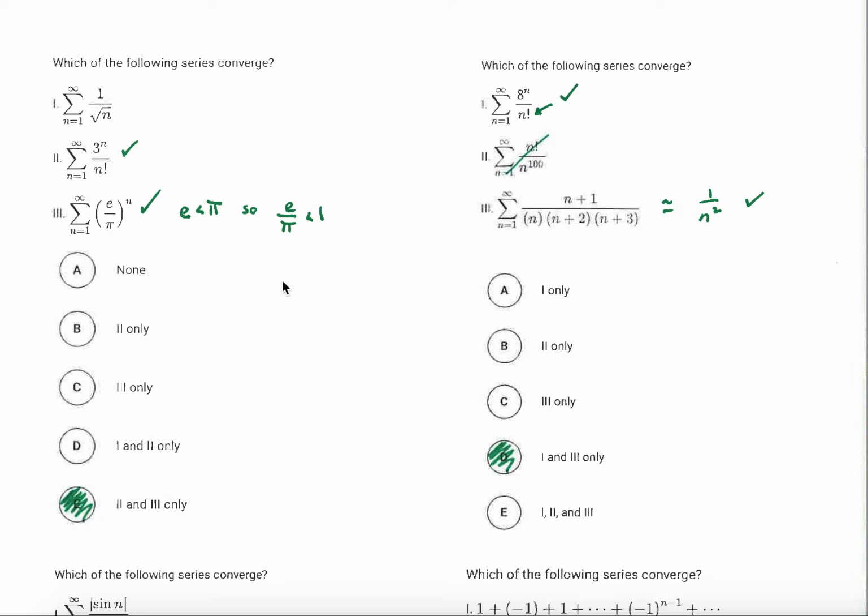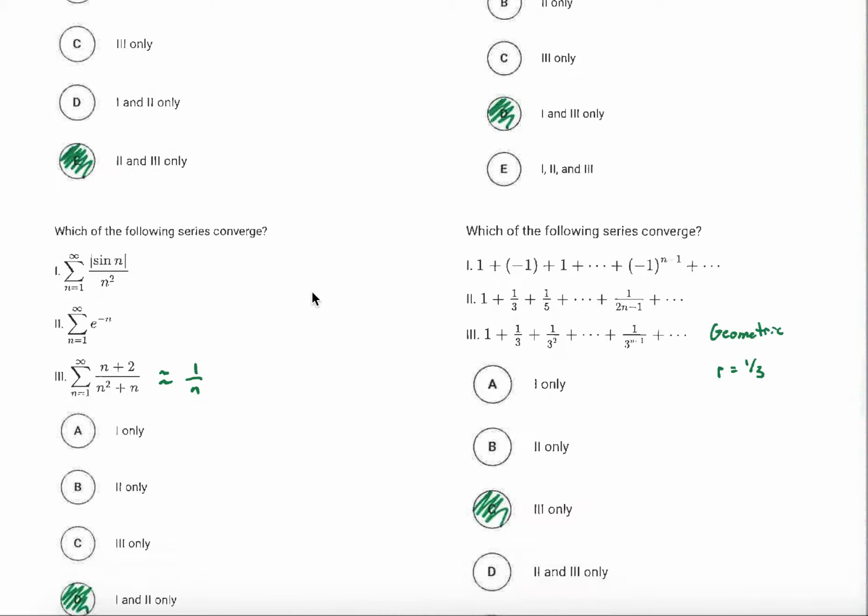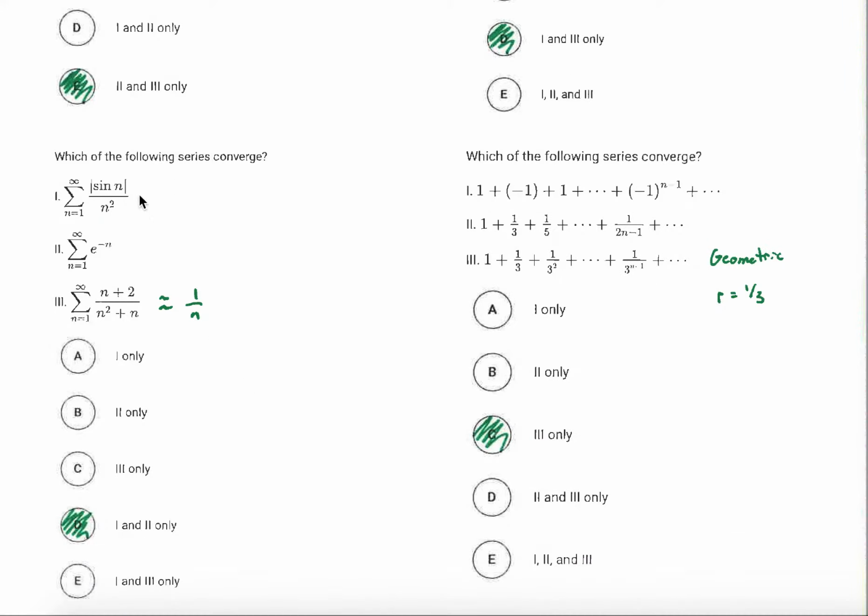This does not. Over here, this is going to make it converge. Factorial is going to screw it up, and then this whole thing is pretty much 1 over n squared, right? It's an n over an n cubed. This is like a 1 over n squared. That's going to be good.